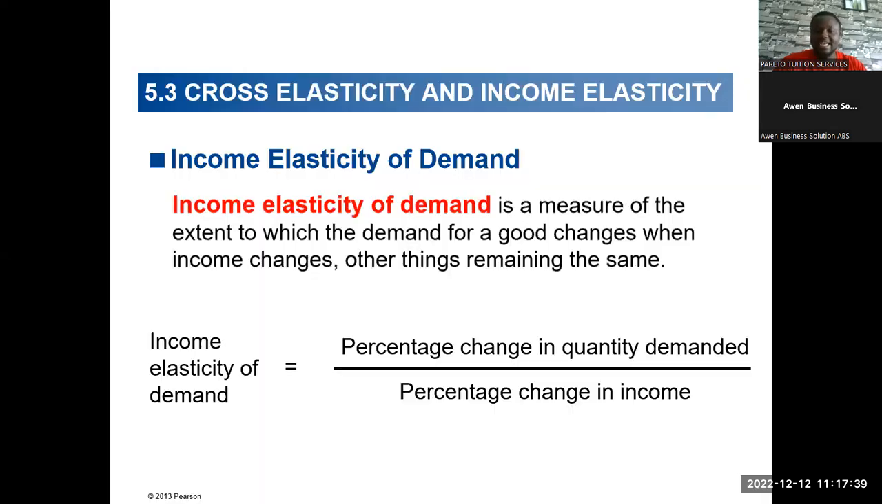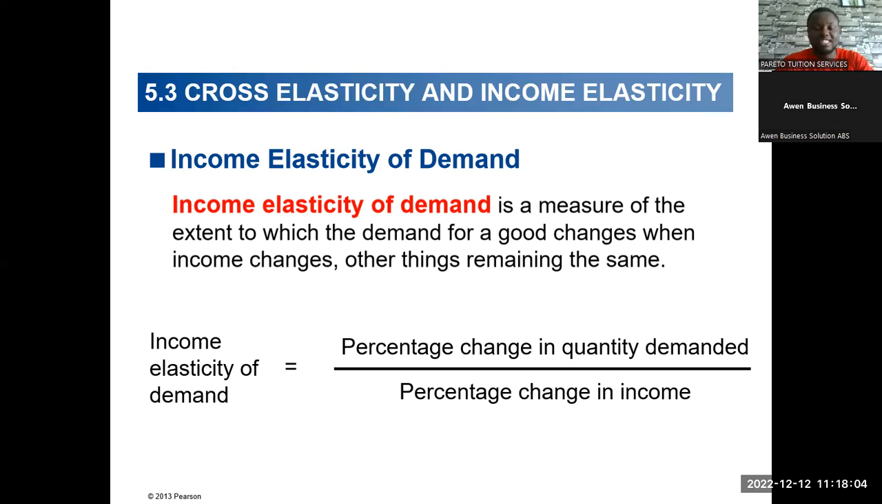Here, the coefficient can be positive. If it's positive, what does it mean? It means that when income increases, we'll buy more. That is for a normal good. Are we together? That is for a normal good. So income increases, we buy more. But then for an inferior good, when income increases, we buy less. So the coefficient will be negative.